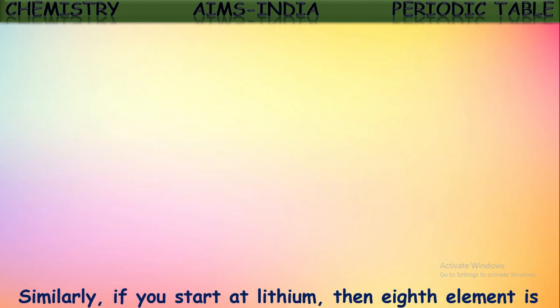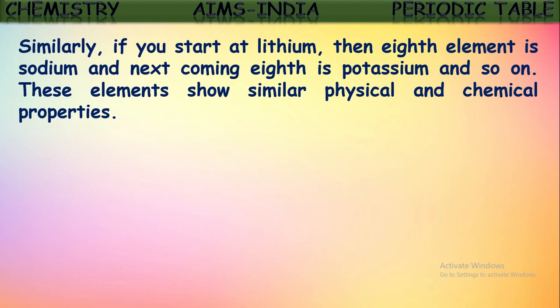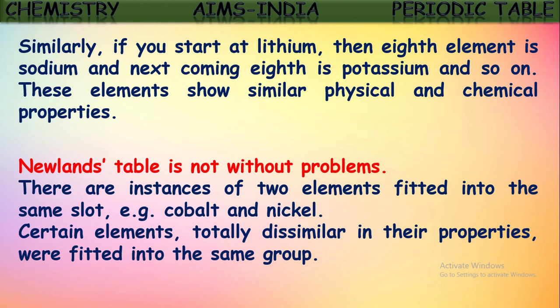It is accepted. But if you start from lithium, one more example they mentioned here. If we start from lithium, then the eighth element to lithium is sodium, and the next coming eighth element is potassium, and so on. So these elements show similar physical and chemical properties. So this is also an accepted point there. But Newlands table is not without problems. Even in this there are some limitations.